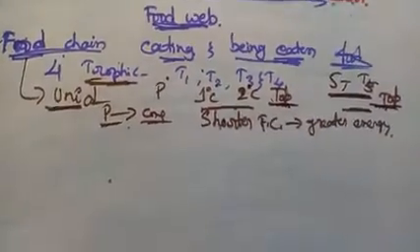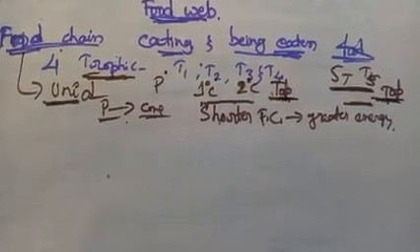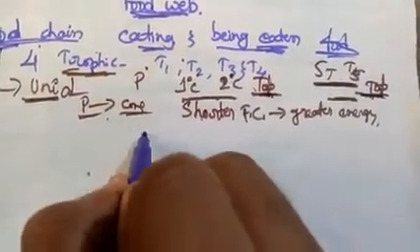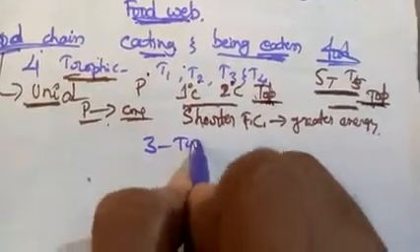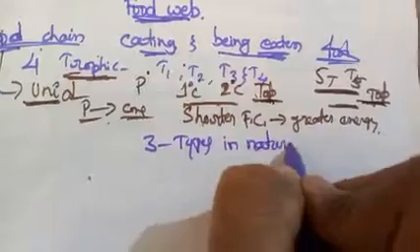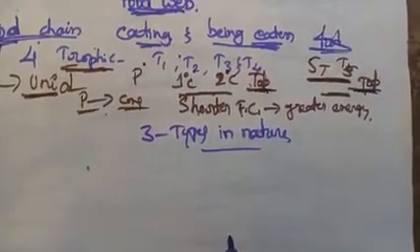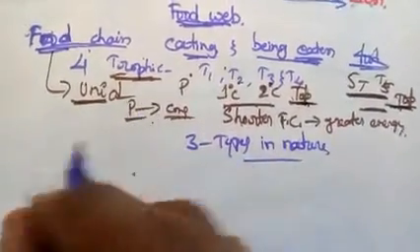So how many types of food chains are there and what are they? We can see 3 types of food chain in nature. So 3 types of food chains in nature. One is grazing food chain, another one is parasitic food chain, and then we can come across with the detritus food chain.